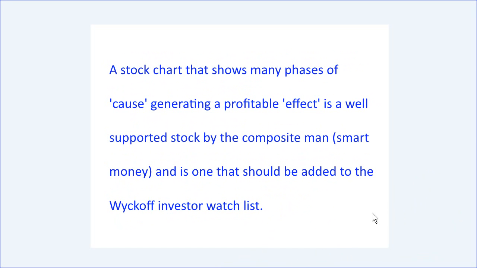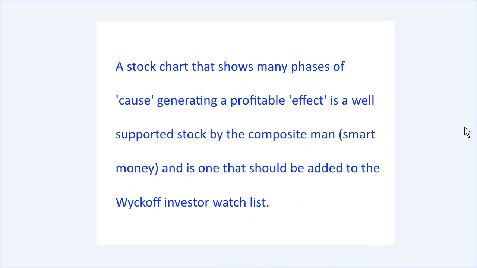A stock chart that shows many phases of cause generating a profitable effect is a well-supported stock by the composite man, i.e. smart money, and is one that should be added to the Wyckoff investor's watch list. Not all charts exhibit a following by the large investors, nor do they exhibit an agreement by all the investors of what a chart price should move to. Where many investors, institutions, hedge funds and what have you believe that a price should go up, then the composite man is in agreement.